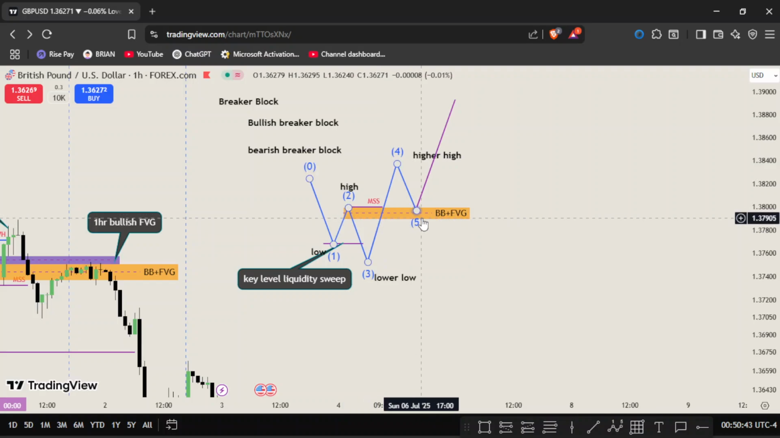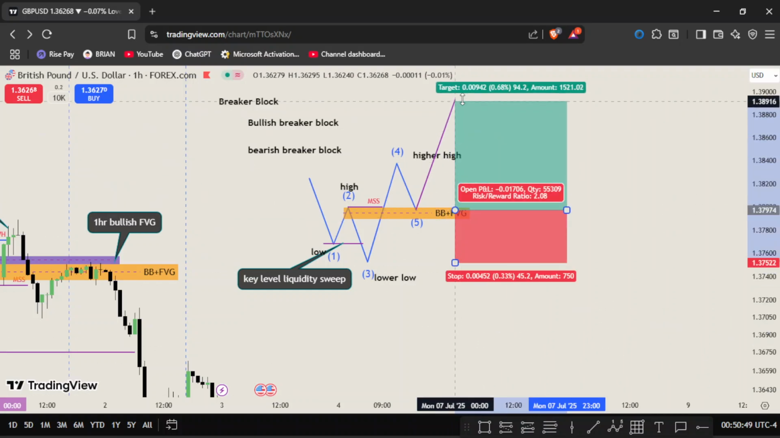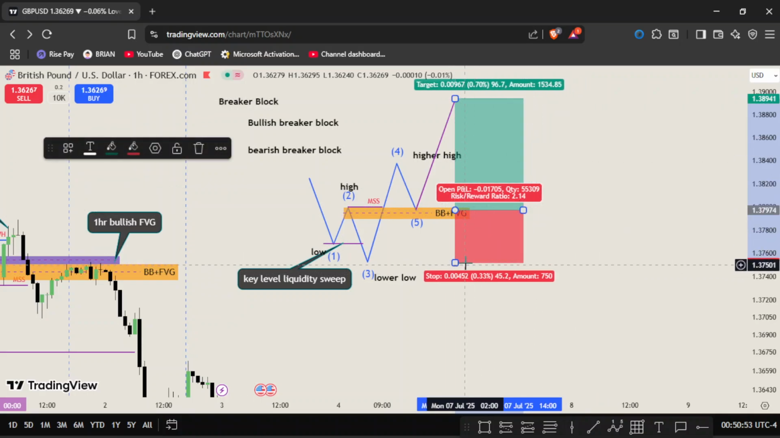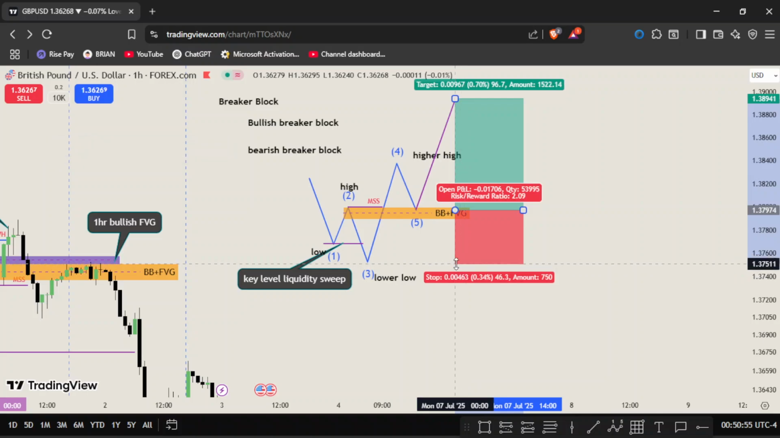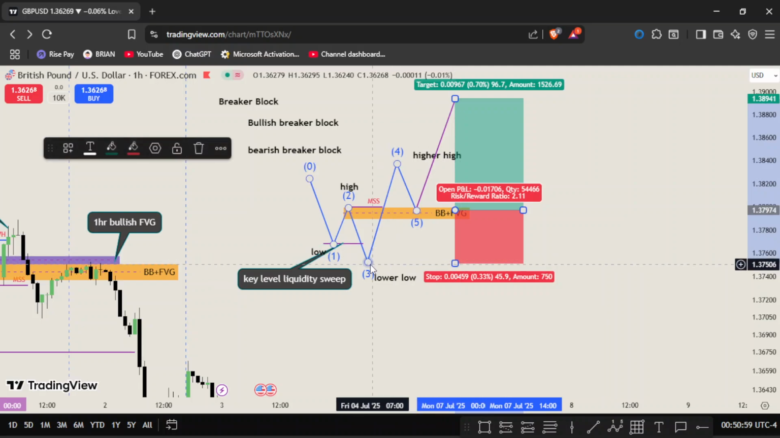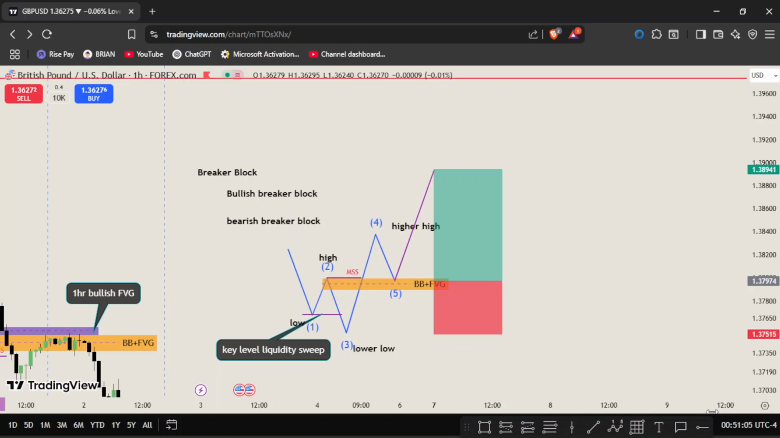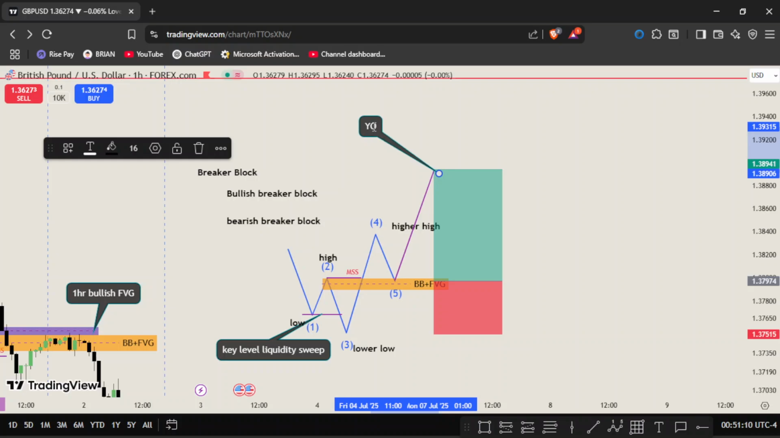And this FVG is where you want to take your buys, targeting another previous key level. Our stop loss will be at this newly formed lower low, where we will have a swing low, and you want to take your trades up to that level. So what will you be targeting?